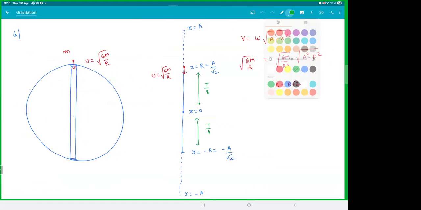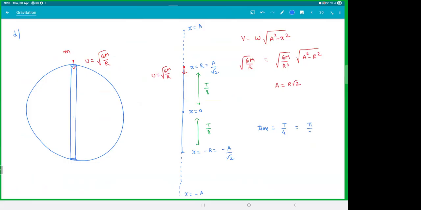And then you're done. So the time taken to go from this point to this point is T by 4, and then you're done. So that's pi by 2 root over R cube by GM. All clear with this? Yeah.